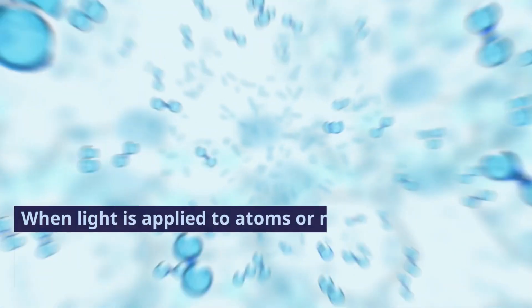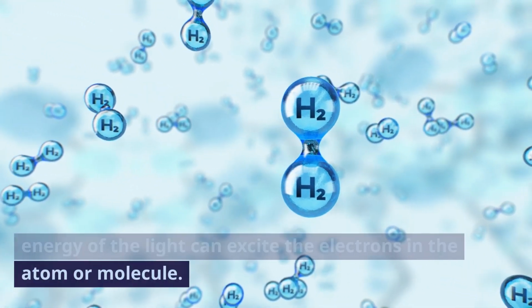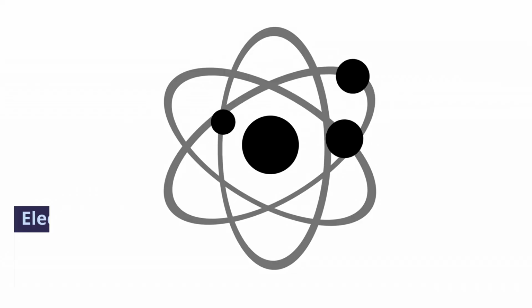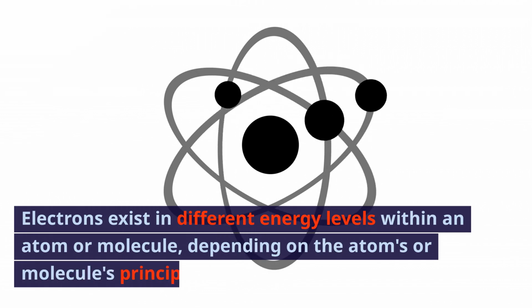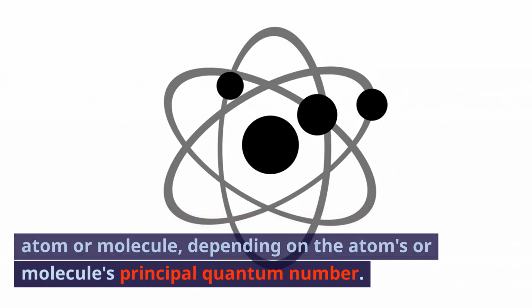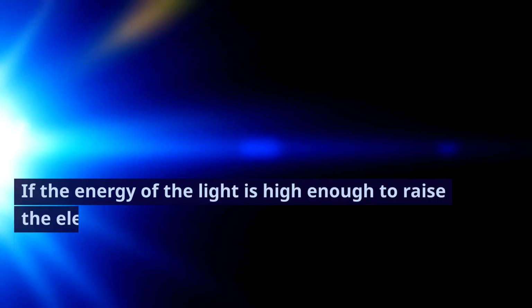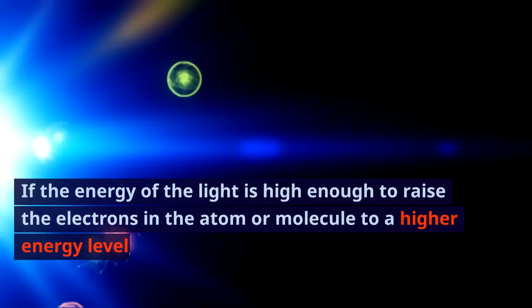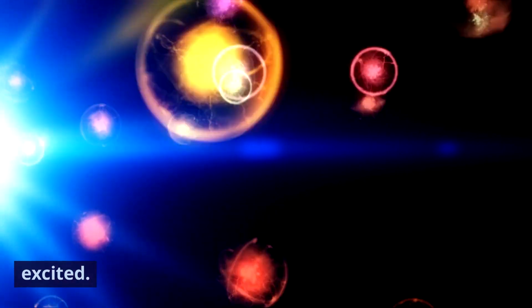When light is applied to atoms or molecules, the energy of the light can excite the electrons in the atom or molecule. Electrons exist in different energy levels within an atom or molecule, depending on the principal quantum number. If the energy of the light is high enough to raise the electrons to a higher energy level, the atom or molecule becomes excited.